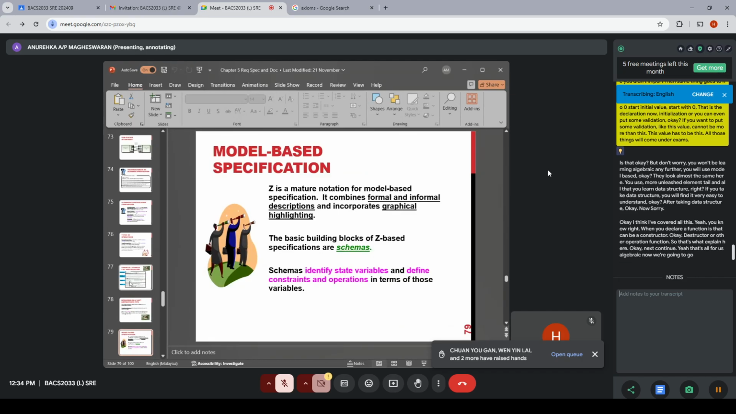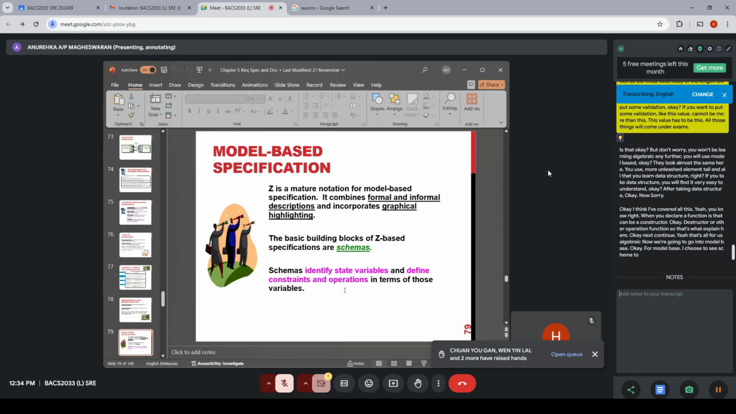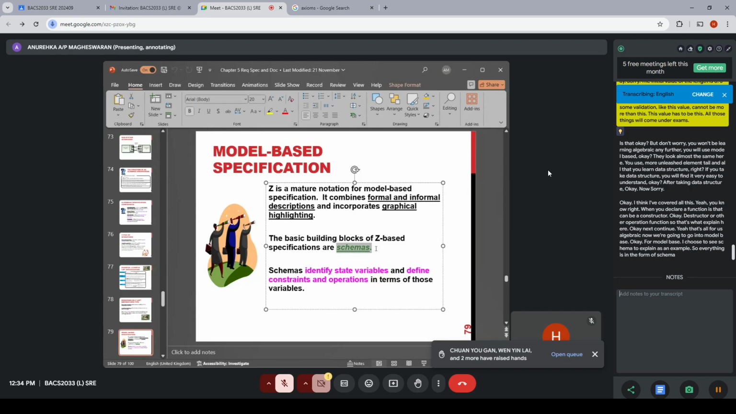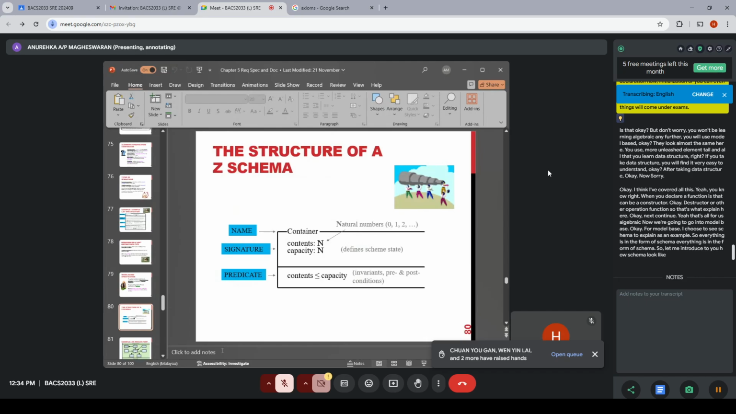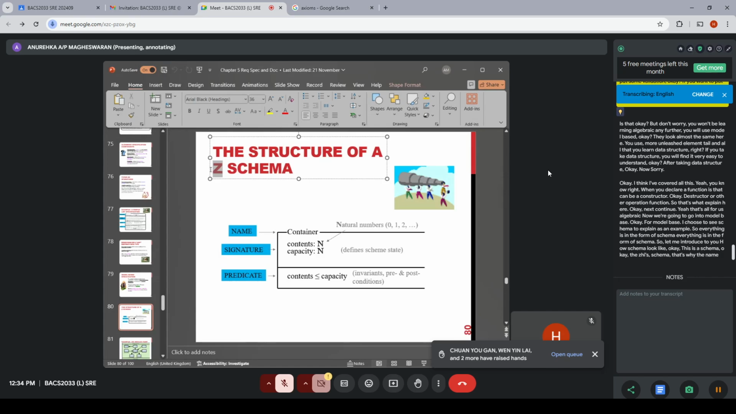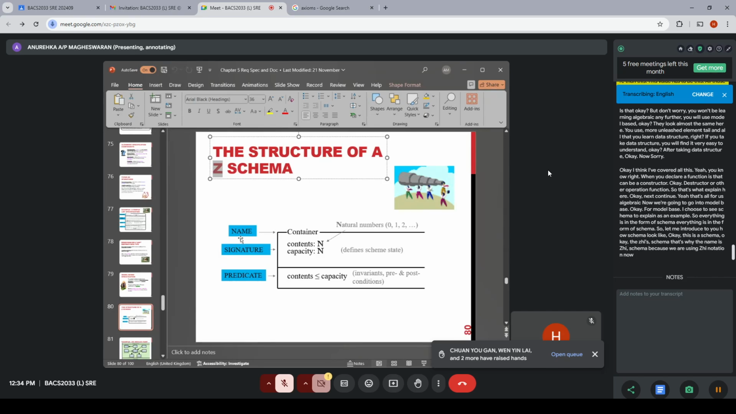Now we're going to go into model base. For model base, I choose Z schema to explain as an example. Everything is in the form of schema. So let me introduce how a schema looks like. This is a schema, the Z schema. That's why the name is Z schema, because we are using Z notation now. The name of the schema is here.